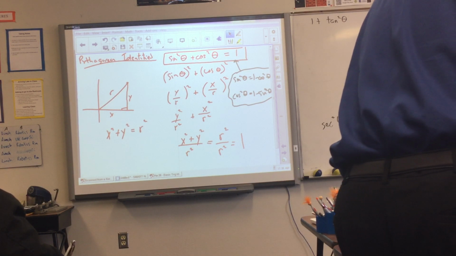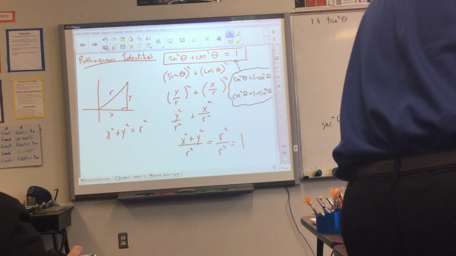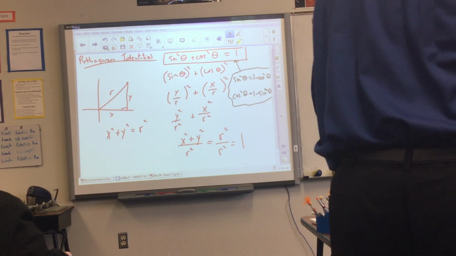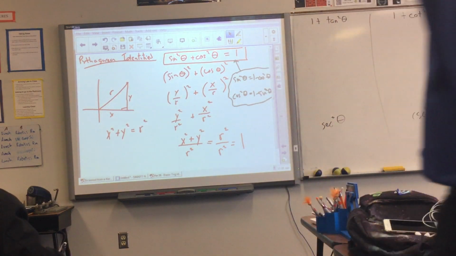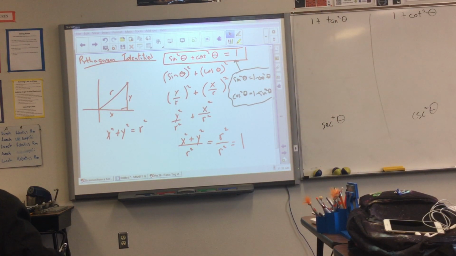Can you add those two things together? This and this? No. The 1 and the x squared. Can you add those two together? No. Why not? There's another reason why you cannot quickly combine them into one thing. You've got two things over here. Can you find a common denominator? Ding, ding, ding. Try that.